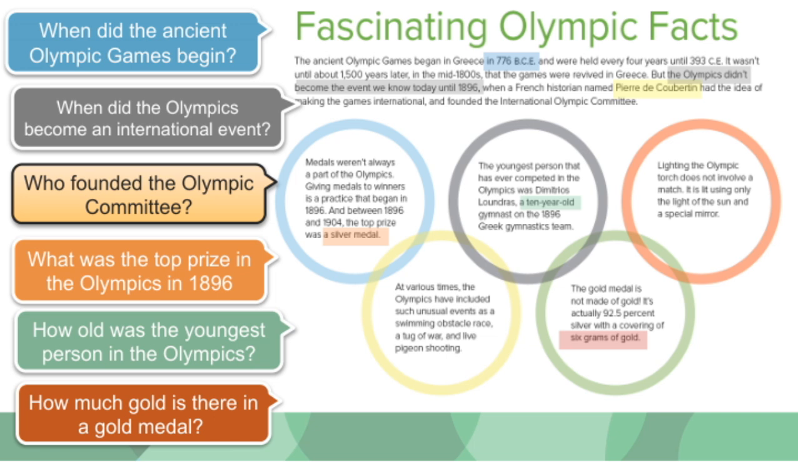Moving on, what was the top prize in the Olympics back in 1896? Well, actually, medals were not awarded at that first modern games. Instead, winners received a silver or a laurel crown, which shows how much the tradition has evolved.